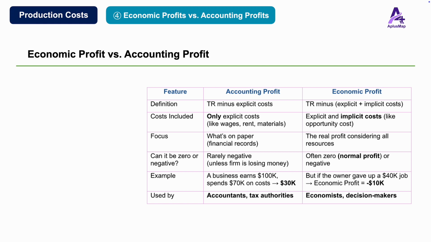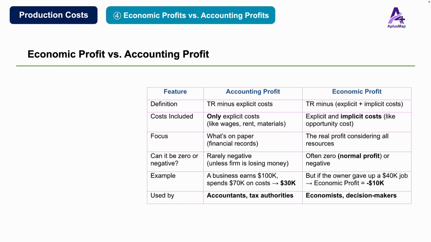$30,000, that's what the accountant calculates. But economists, they're never satisfied, are they? They dig deeper. We like to consider all the costs, not just the ones where money changes hands. So economic profit takes it further. It's total revenue minus both explicit costs and implicit costs.